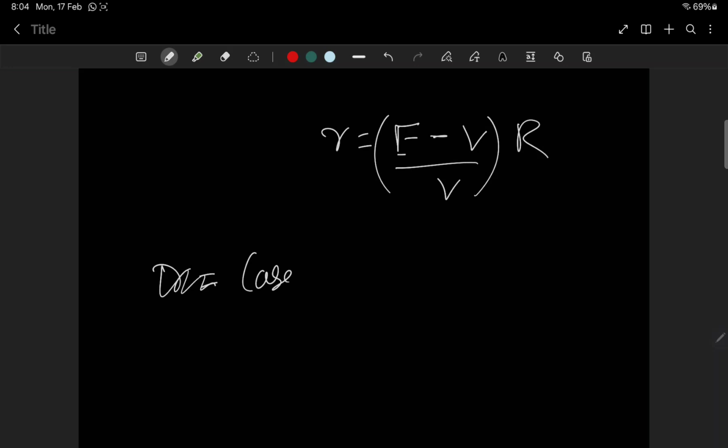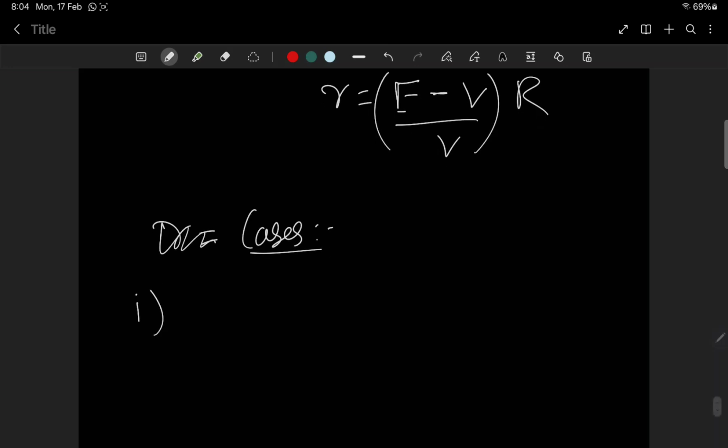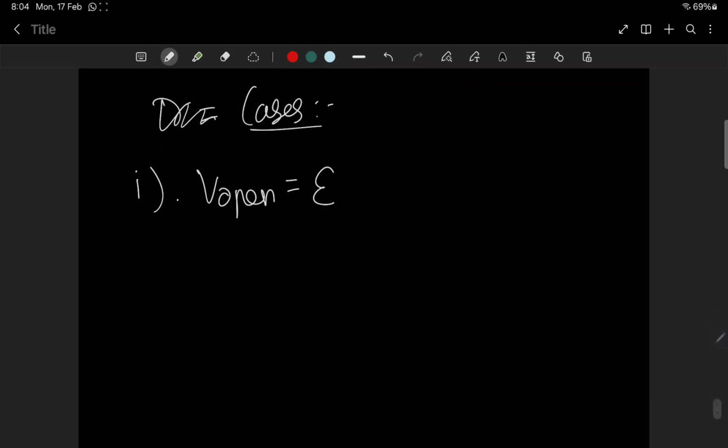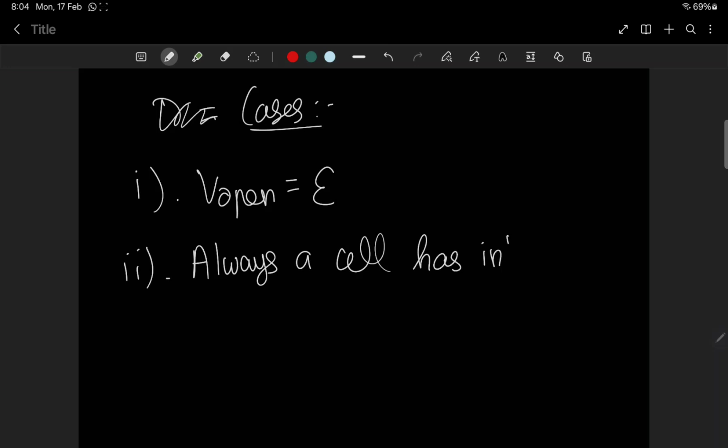Now in some cases, when the cell is open, what happens? When the cell is open, no current is drawn, so V open is equal to the EMF itself. There is no potential drop because there is no current. Now a real cell always has some internal resistance. That's the truth. Never will the terminal potential difference be equal to the EMF for a practical cell. Therefore E will always be greater than V.